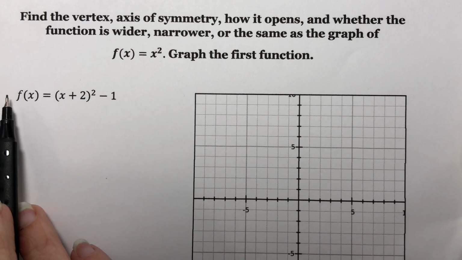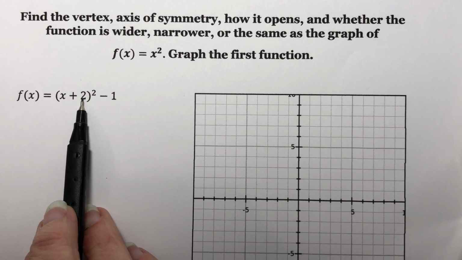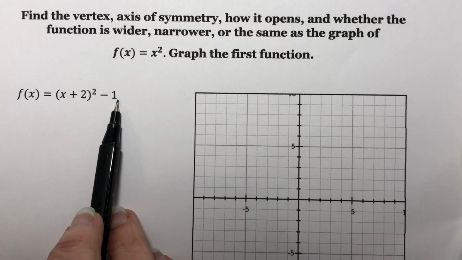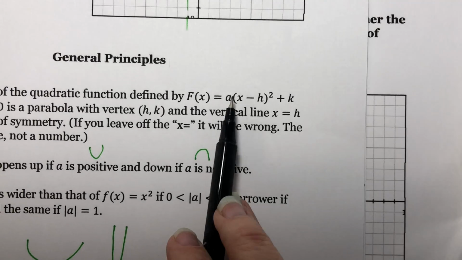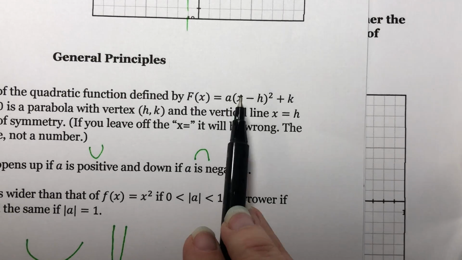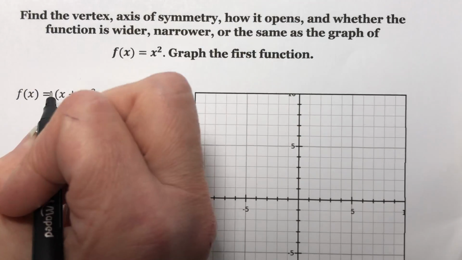Okay, so let's say I have f of x equals (x plus 2) squared minus 1. All right, so if our general formula is f of x equals a times (x minus h) squared plus k, let's just identify every piece.